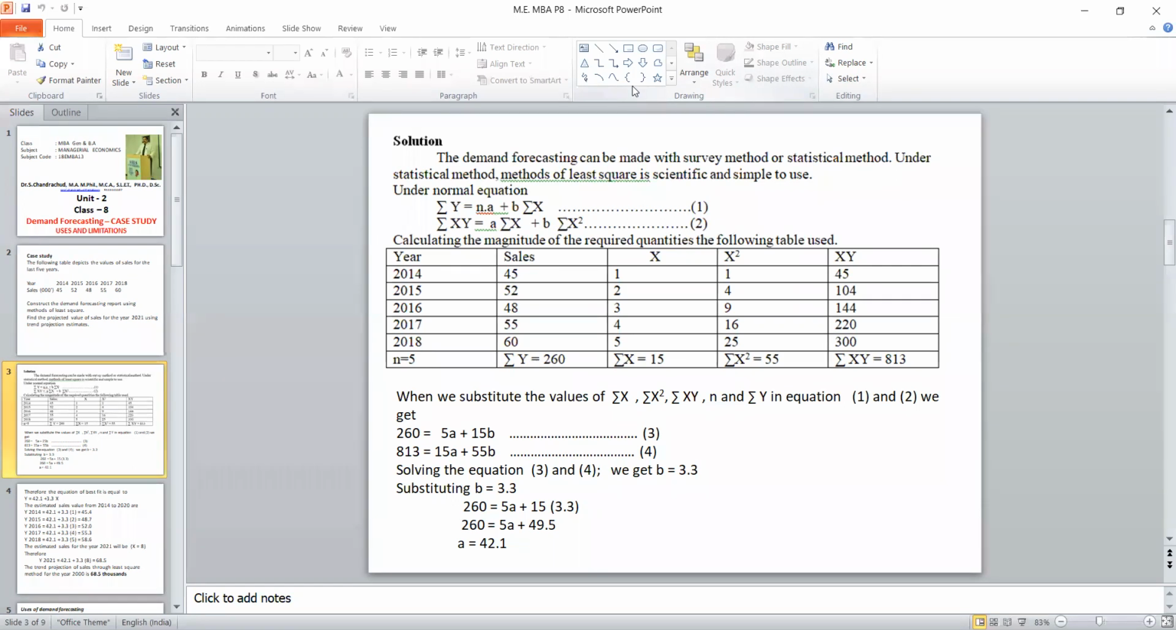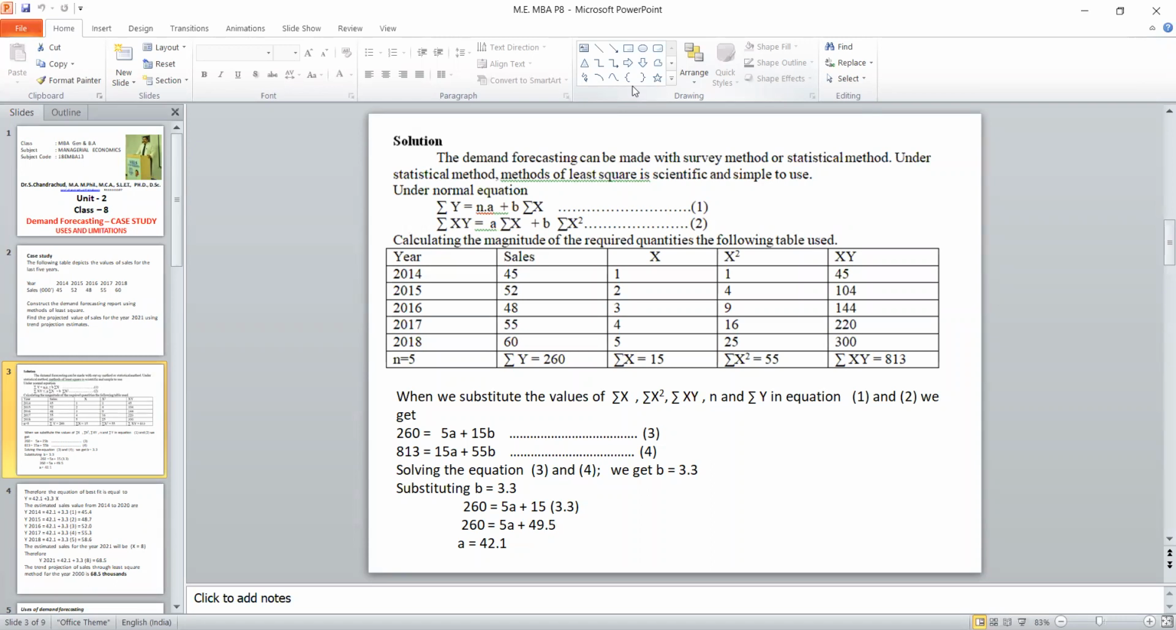Then the equation becomes, first, summation y equal to n into a plus b into summation x. So it is 260 equal to 5a plus 15b. Am I right? Because summation y is 260, instead of n it is 5, instead of summation x it is 15. For the second equation, we are substituting summation x square and summation xy. That is 830 equal to 15a plus 55b. This is equation number 4. We have to solve these two equations.